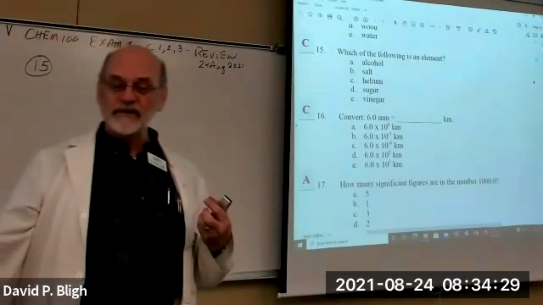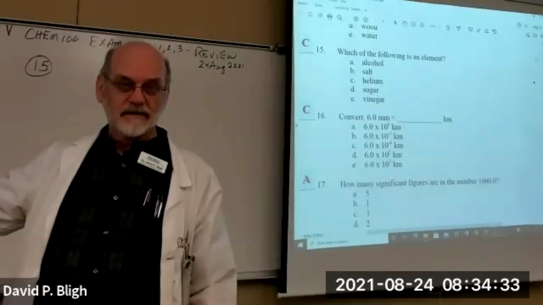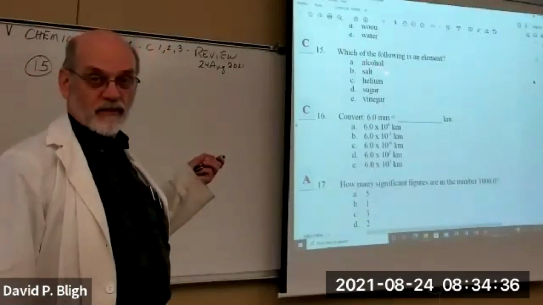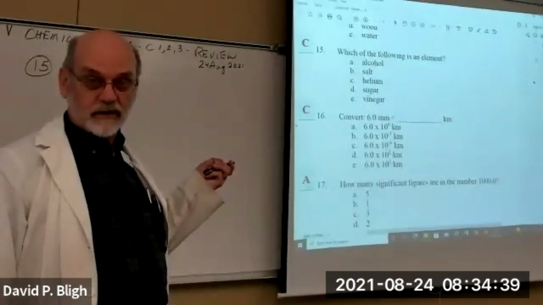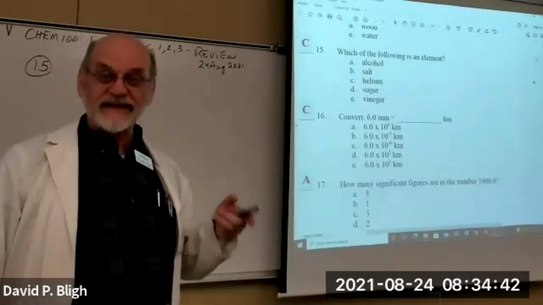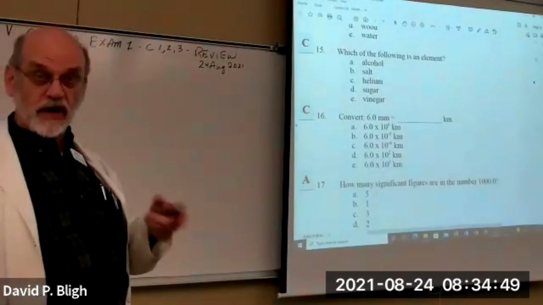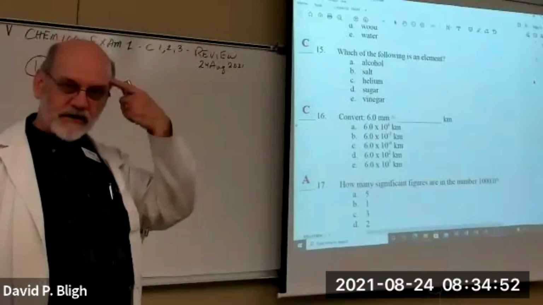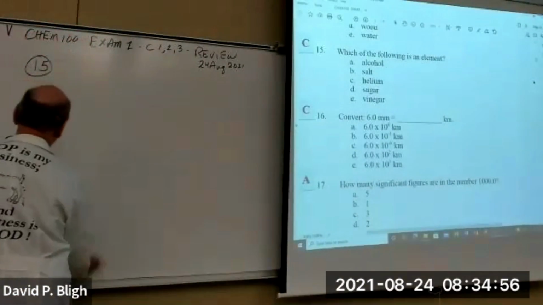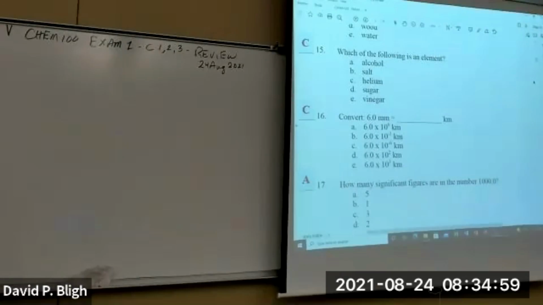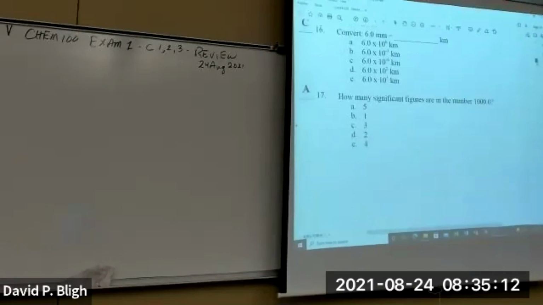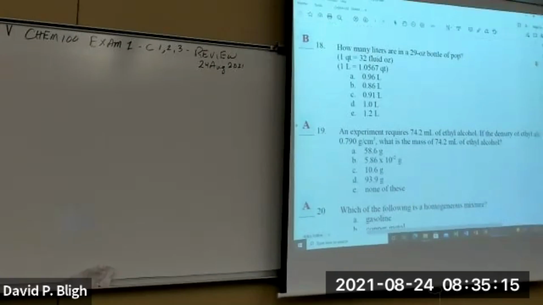Now, the other way to tell if it's an element is just look on the periodic table. Is it there? Right? You're not going to find alcohol on the periodic table. You're not going to find vinegar up there, or sugar, or salt. You will find helium. So that's another reason to memorize those things I gave you. Memorize those symbols so you'll know when you have an element because it's up here. Let's see, let's turn the page. 18. Okay.